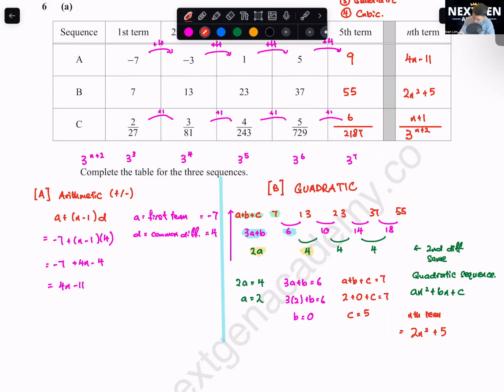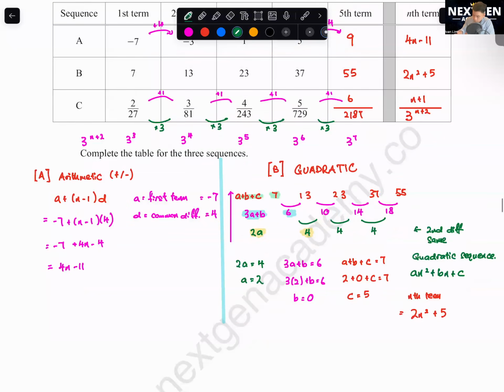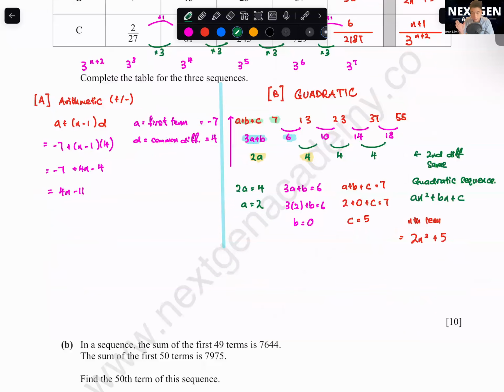Here, at the bottom is multiply 3, multiply 3, multiply 3, then the next one, multiply 3. So if it follows a times or a divide kind of pattern, this is actually called a geometric sequence. Okay, you all can just write this down. This is another way to find it. Geometric sequence means times or divide.